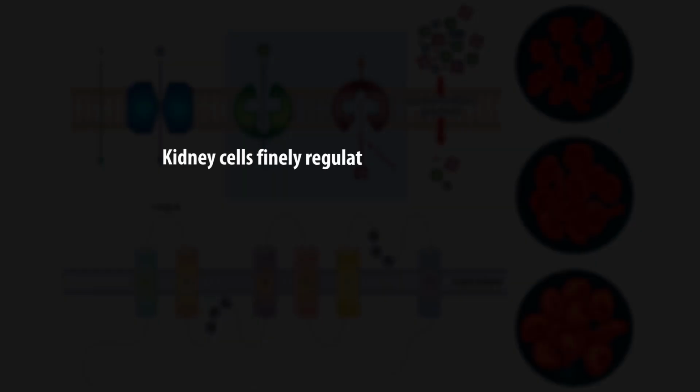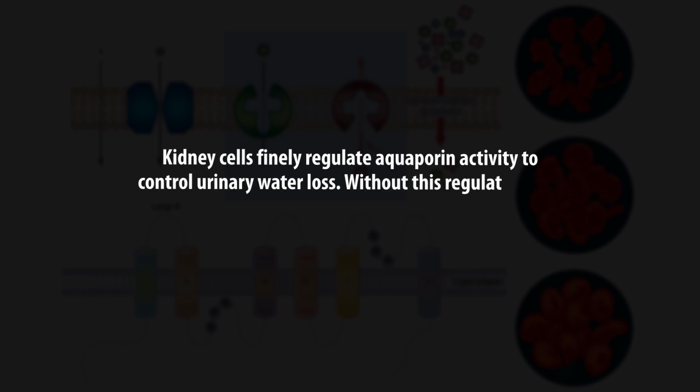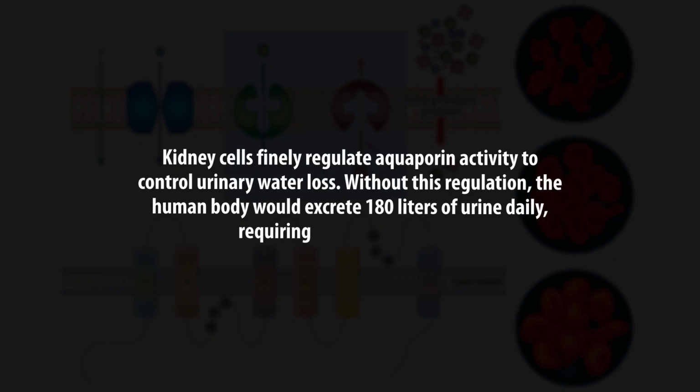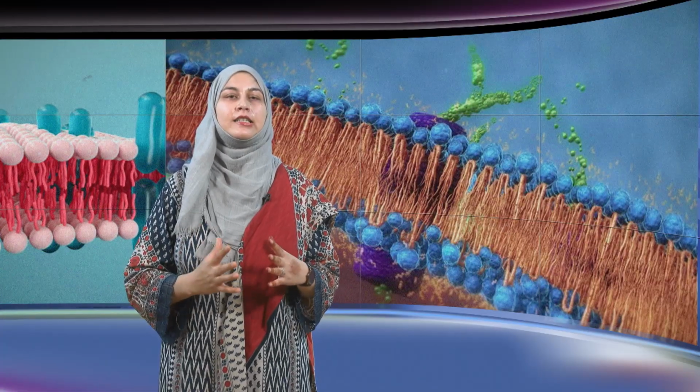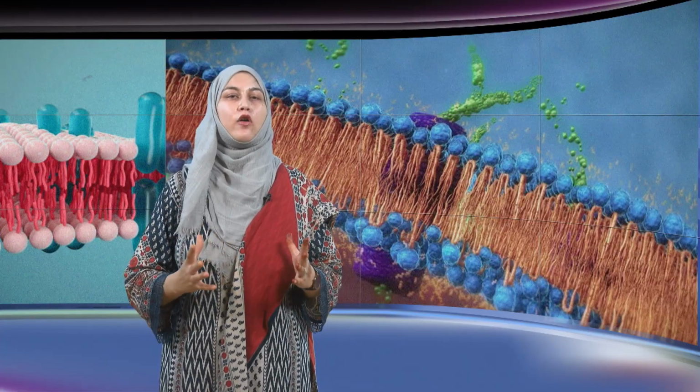Dysregulated osmosis due to aquaporin defects contributes to conditions like cerebral edema and cancer cell migration. Kidney cells finely regulate aquaporin activity to control urinary water loss. Without this regulation, the human body would excrete 180 liters of urine daily, requiring equal water intake. Unlike ion channels that move charged solutes, osmosis specifically concerns water transport across membranes.